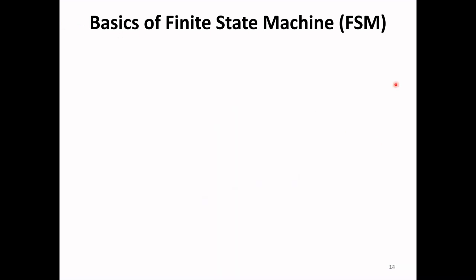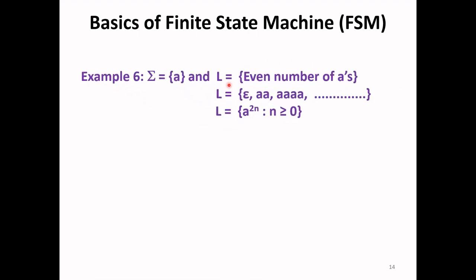Let us take the next example. A language consisting of even number of A's, that is 0 A's, 2 A's, 4 A's and so on. The language can also be represented as A raised to 2n, where n is greater than or equal to 0. Since the first string is epsilon, as we have just discussed, the initial state will be the final state. So this FSM will accept the epsilon string.